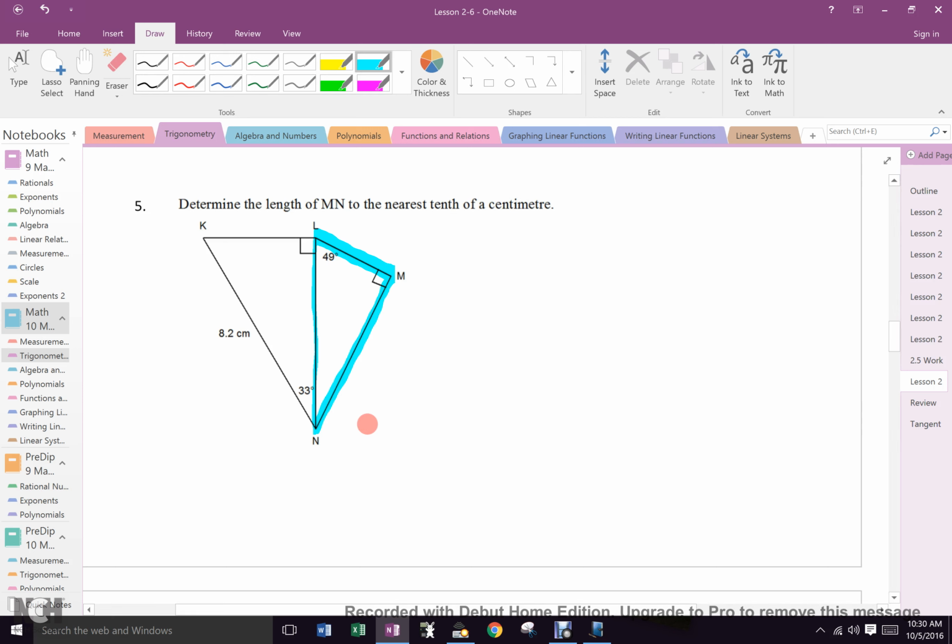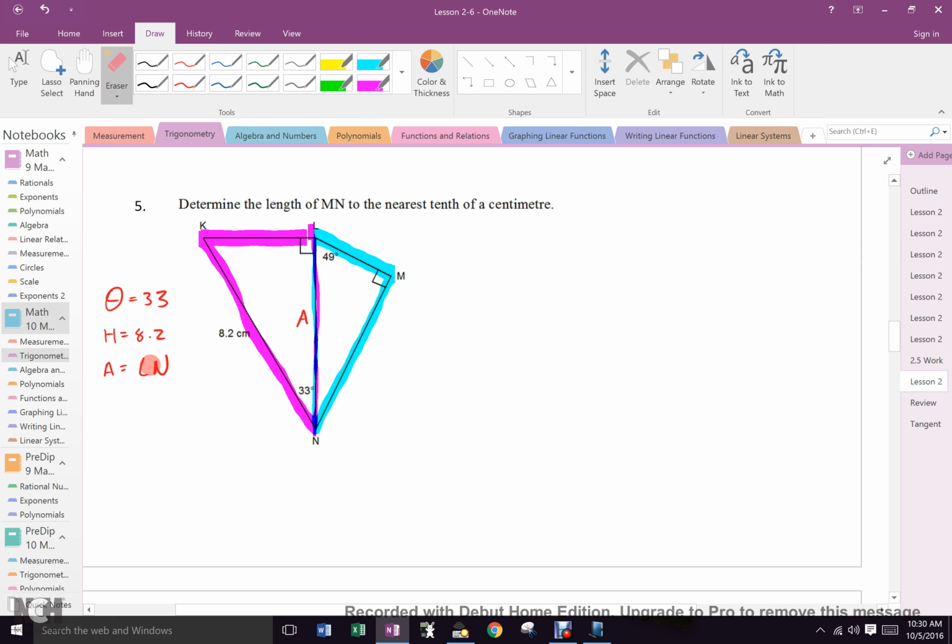LN I can find. Why? Because this triangle has an angle and a side. So I can use those to find this, yes? So how do I do that? Well, in the purple triangle, do I have a theta? What is it? 33. What else do I have? I have a hypotenuse of 8.2. What do I need? An adjacent. My adjacent is LN, right?